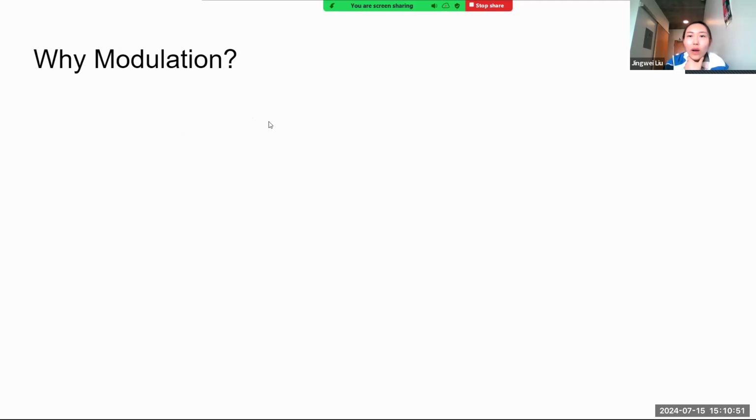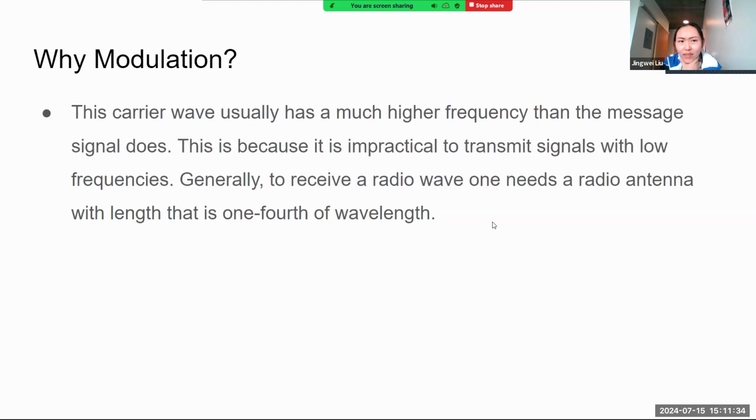So why modulation? Why do we need to use a carrier wave to transmit the signal? Why don't we just simply transmit the original signal, like I'm talking now, directly to the other end, and you don't need to go through this complex process of modulation, demodulation, amplitude modulation, frequency modulation? Why do people go through such a complex process? So the reason is that this carrier wave usually has a much higher frequency than the message signal does.